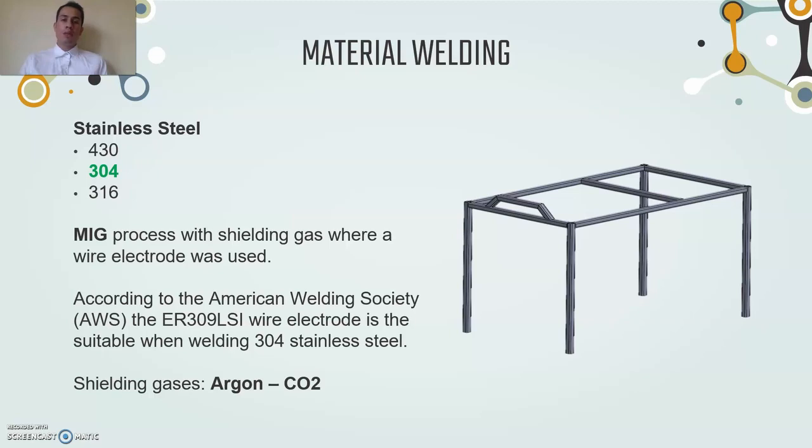The machine was welded by the MIG process with shielding gas, where a wire electrode was used. According to the American Welding Society, the ER309LSi wire electrode is suitable when welding 304 stainless steel. The shielding gases that were used are argon and carbon dioxide.